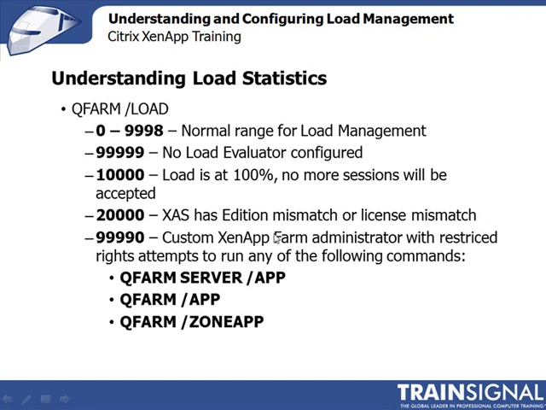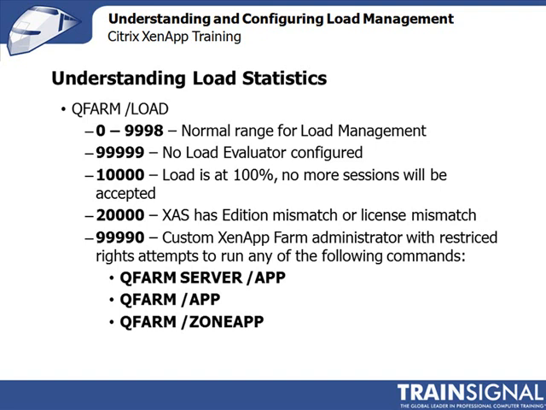Now this could mean a lot of things. It could mean that, hey, I have Enterprise Edition licensing, but right now the server is configured for Platinum Edition licensing. Well, it's going to report a load of 20,000. If it can't reach the license server, it's going to report a license mismatch, throws the 20,000 number at you. So again, it gives you insight into where to look to troubleshoot what's going on with your particular server.